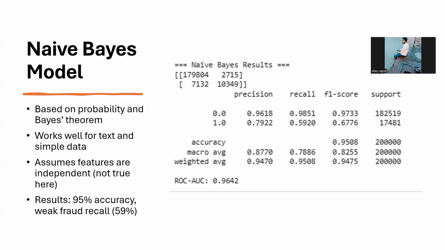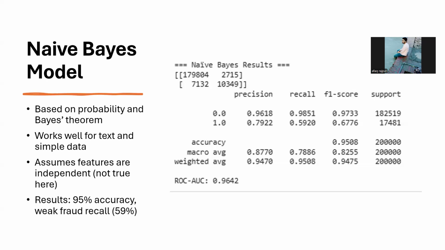It gives about 95% accuracy, but its recall for fraud was only 59%. This means it missed many fraud cases. Even though accuracy looks fine, the low recall makes it a weak model for fraud detection.